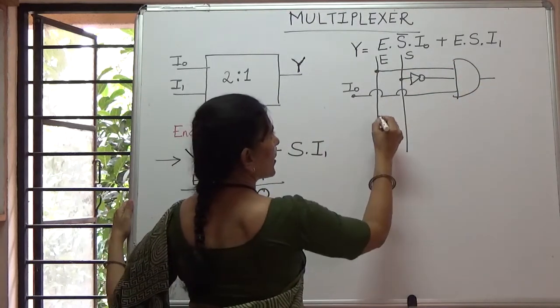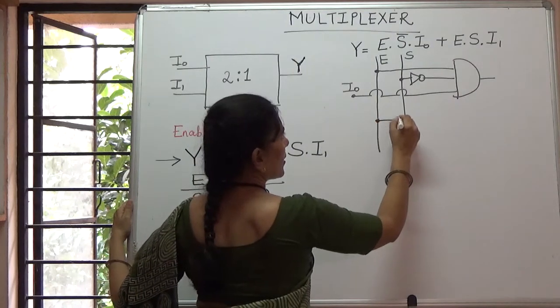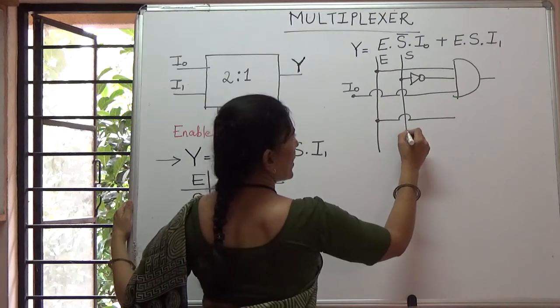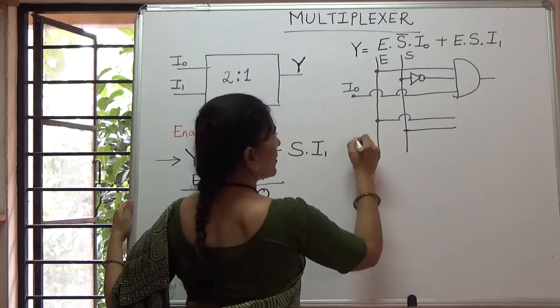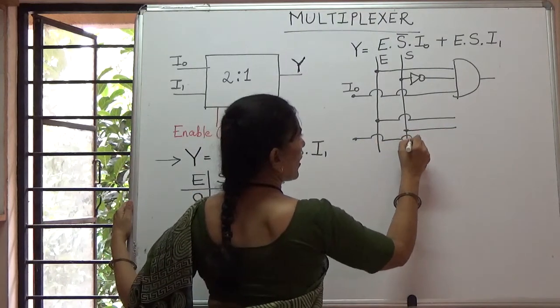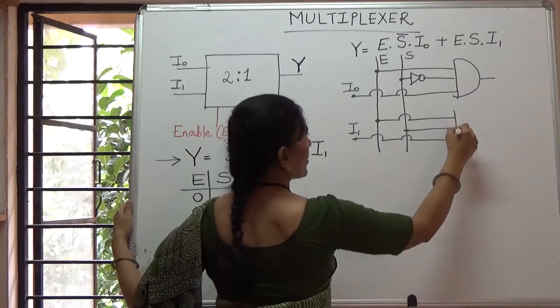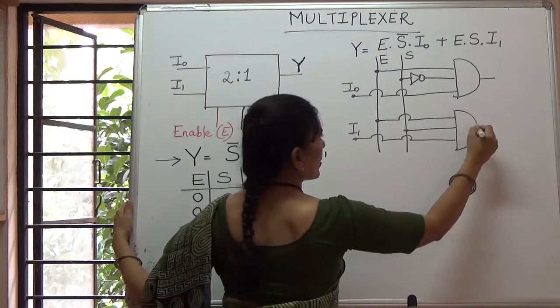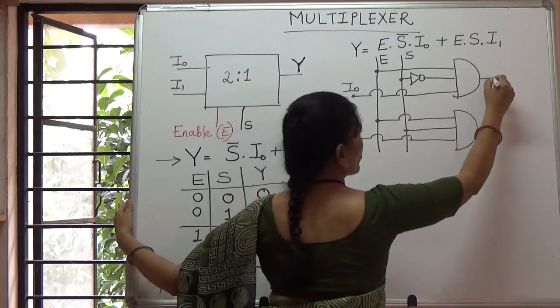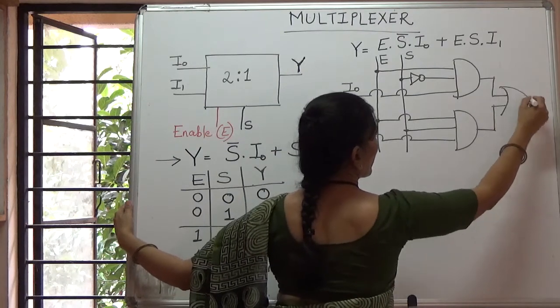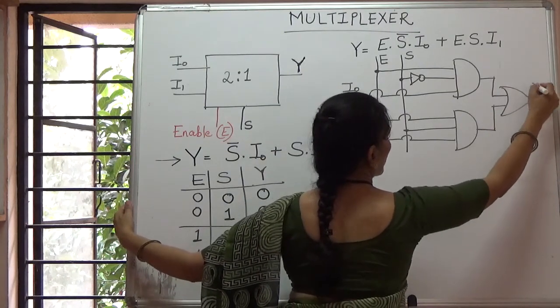The second term starts with an E, then S, and then I1, and then these two will be ORed to generate the output Y.